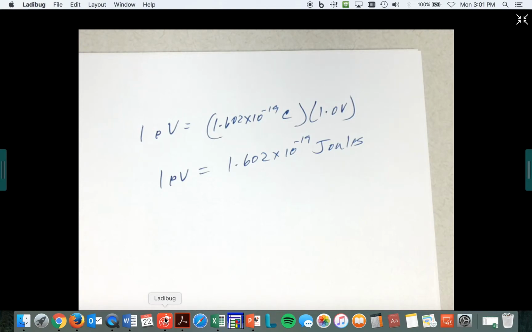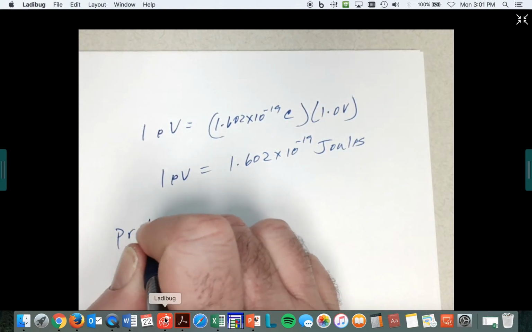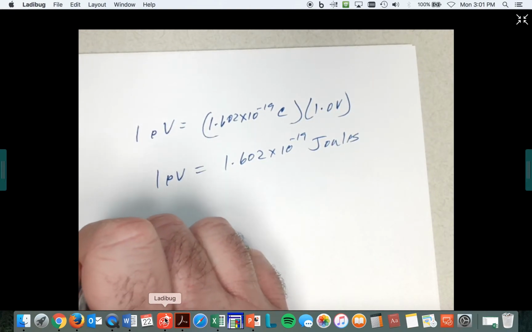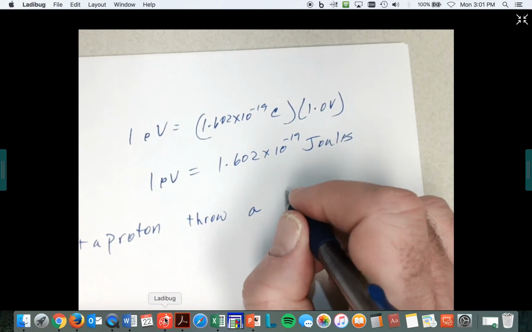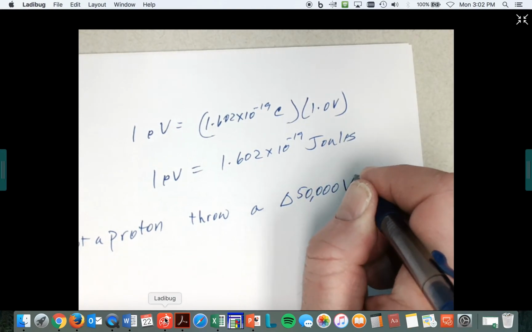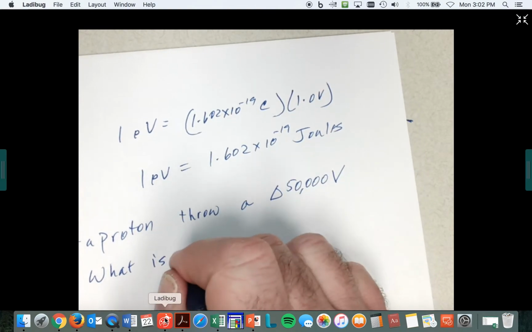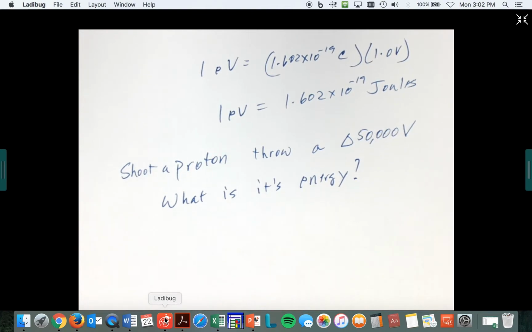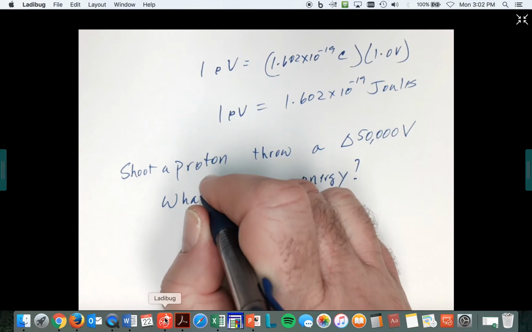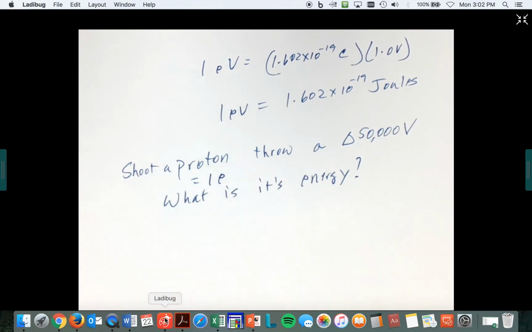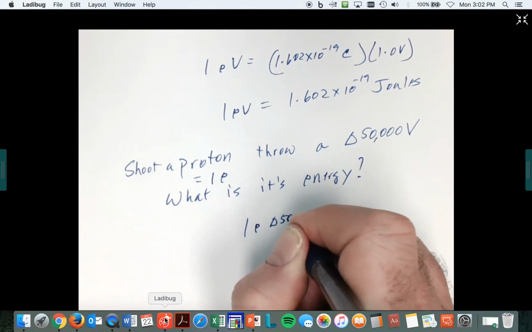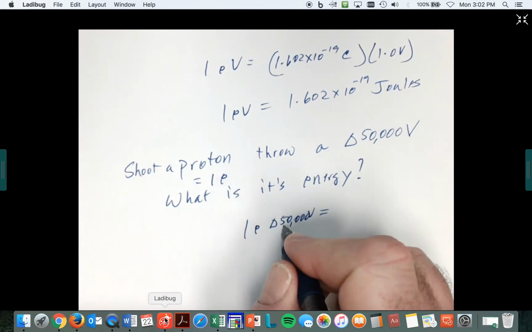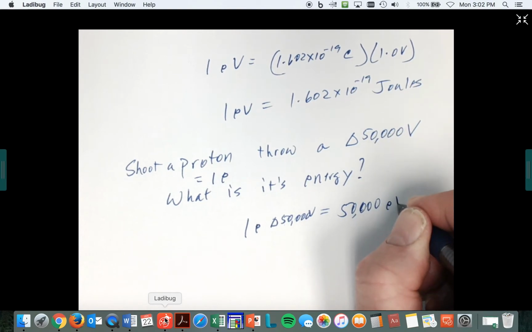It's much easier working in electron volts. Like say we shoot a proton through a change in voltage of 50,000 volts. What's its energy? When you shoot it through that much voltage, what's its energy? Well, you can say, I got a proton, which is just 1e. The charge on a proton is 1e positive. So you go 1e times a change of 50,000 volts. You go, oh, 1 times 50. So it's 50,000 electron volts is the energy.